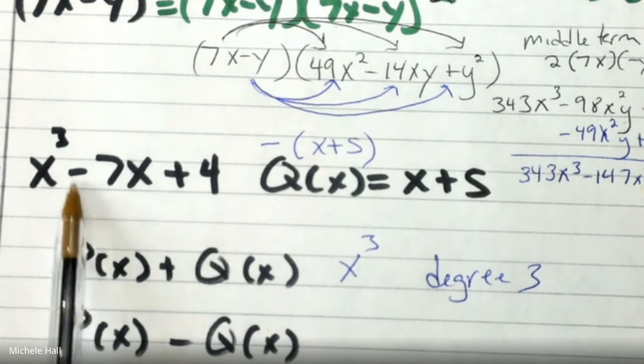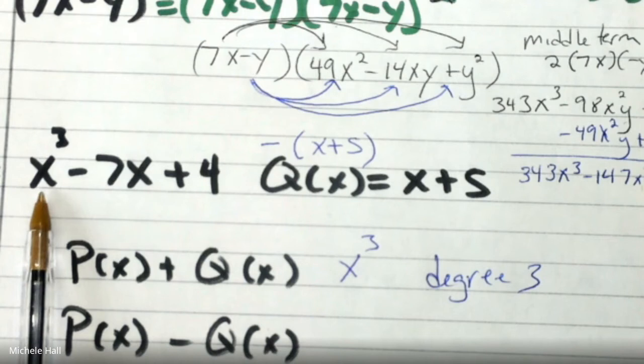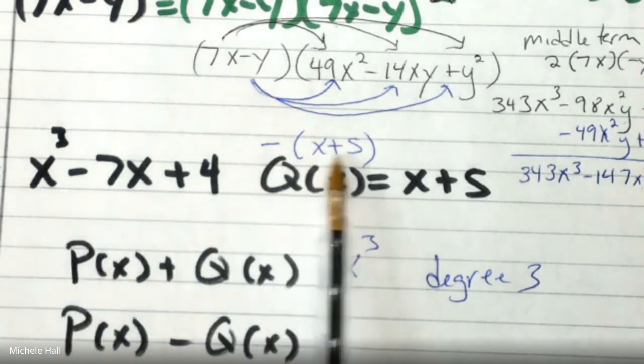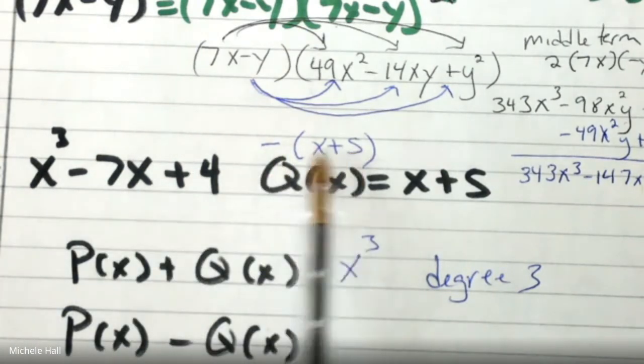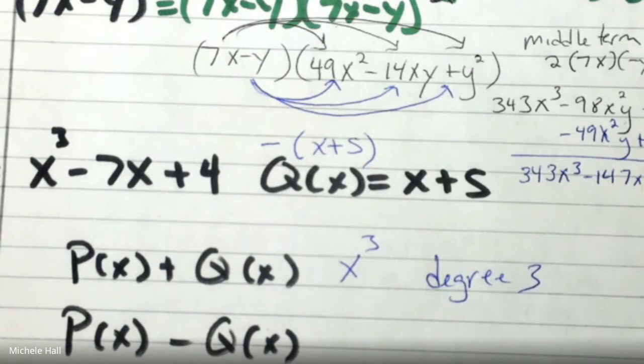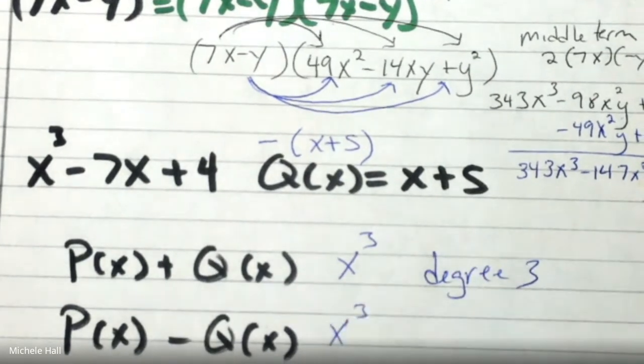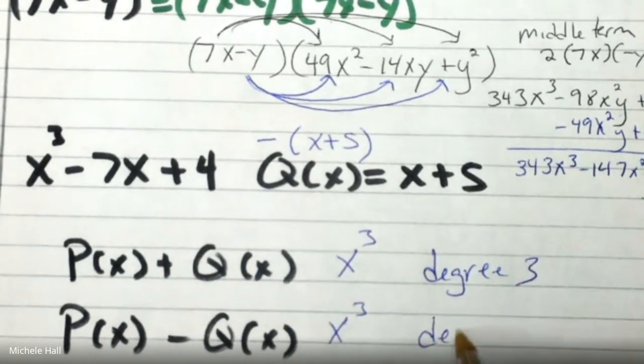Exactly. I'm doing x cubed, and what am I subtracting? Anything? No, right? Because there's nothing here that has x cubed in it. It's just x cubed, and I'm looking. It's going to be minus x minus 5, and that's not going to help me with x cubed. So again, the term is x cubed, which is a degree 3.